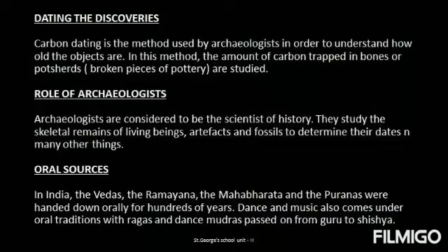In India, the Vedas, the Ramayana, the Mahabharata, and the Puranas were handed down orally. Orally means from one generation to another through word of mouth for hundreds of years, until they were finally written down much later. That means in the earlier years, they were just transferred from one generation to another in oral form, and later on these were written down.